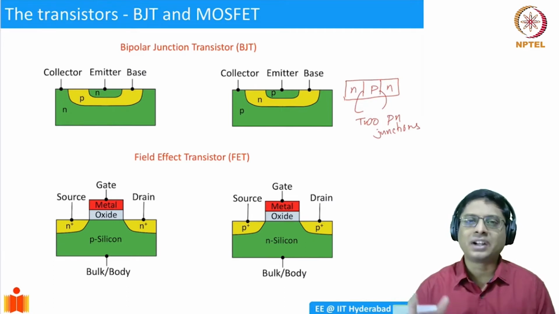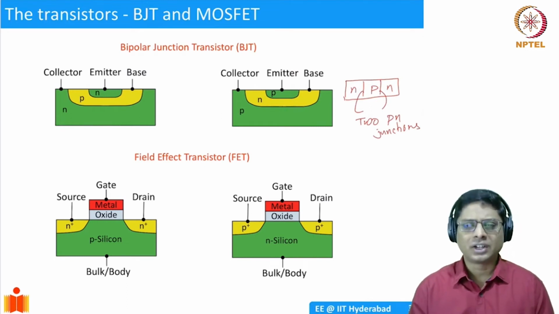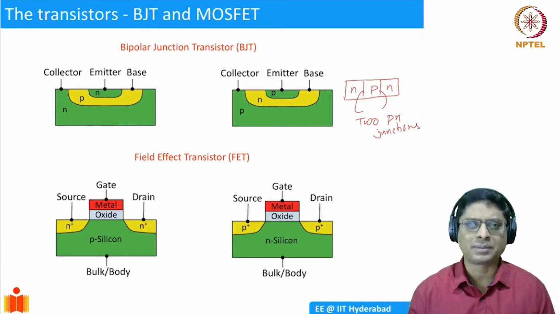But having understood the concepts of PN junctions, I'm sure you can follow up the concepts of BJTs by looking at some other material. I can also post some references for that, or even Pierret and Neamen have it. Everybody has some chapters on BJTs. You could read up a little bit about that.